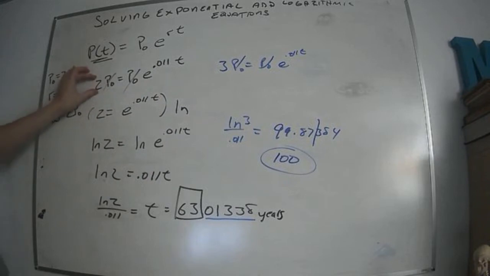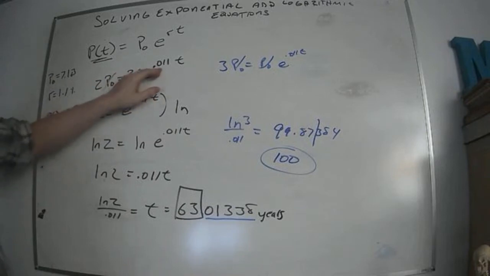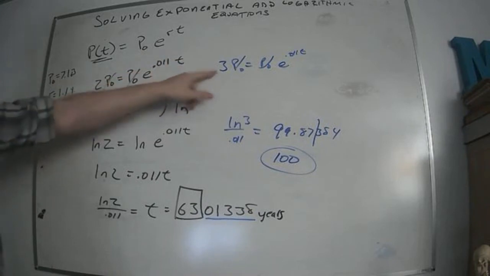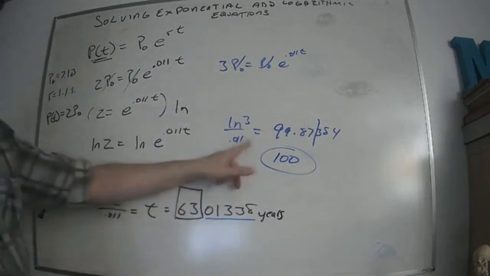I wanted it to be 2 times the principal initial population. I changed nothing about the initial population. I changed nothing about e to the 0.011, and t is what we're looking for. So the only thing I changed was I made this 2 a 3. So I can just go here, put a 3 in instead of a 2, and solve this problem.